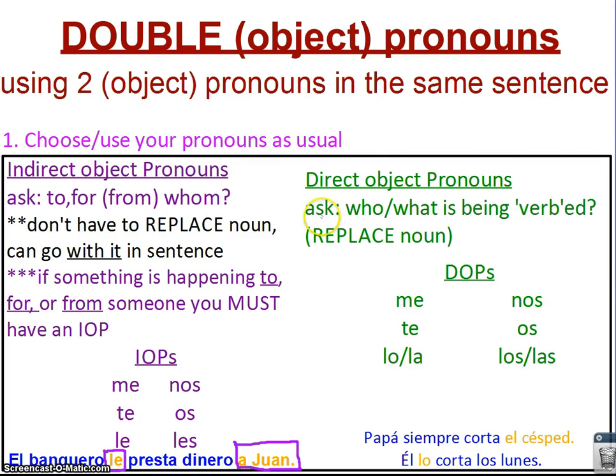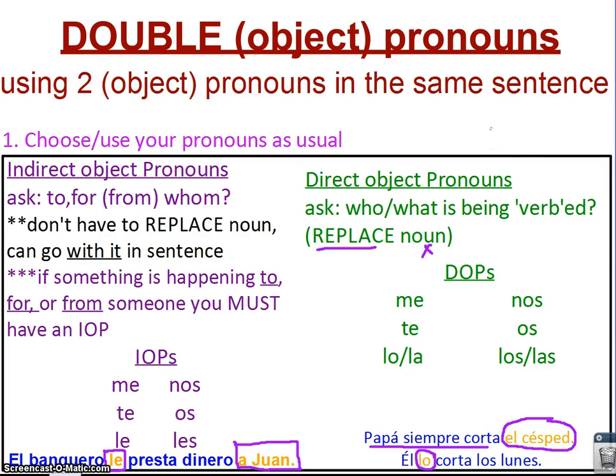And to find if you have a direct object, you ask who or what is being verbed. And these do, in fact, replace the noun. So you take out the noun and replace it with me, te, lo, la, nos, os, los, or las, depending on what you're saying. Like in the sentence, Dad always cuts what is being cut or verbed, the grass. If you replace it with lo, you're now saying Dad cuts it, referring to grass, on Mondays. I'm about to move on, so if you're not done writing down everything on this screen, press pause and move on when you're ready. So we might use an indirect object pronoun with a direct object pronoun.